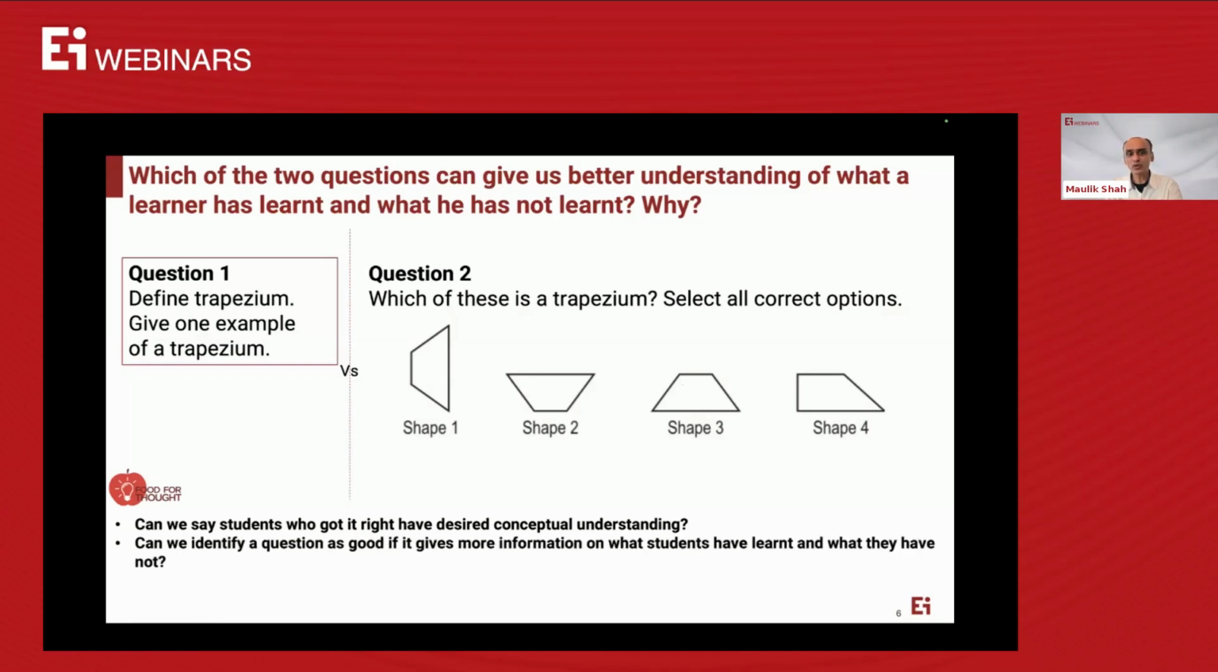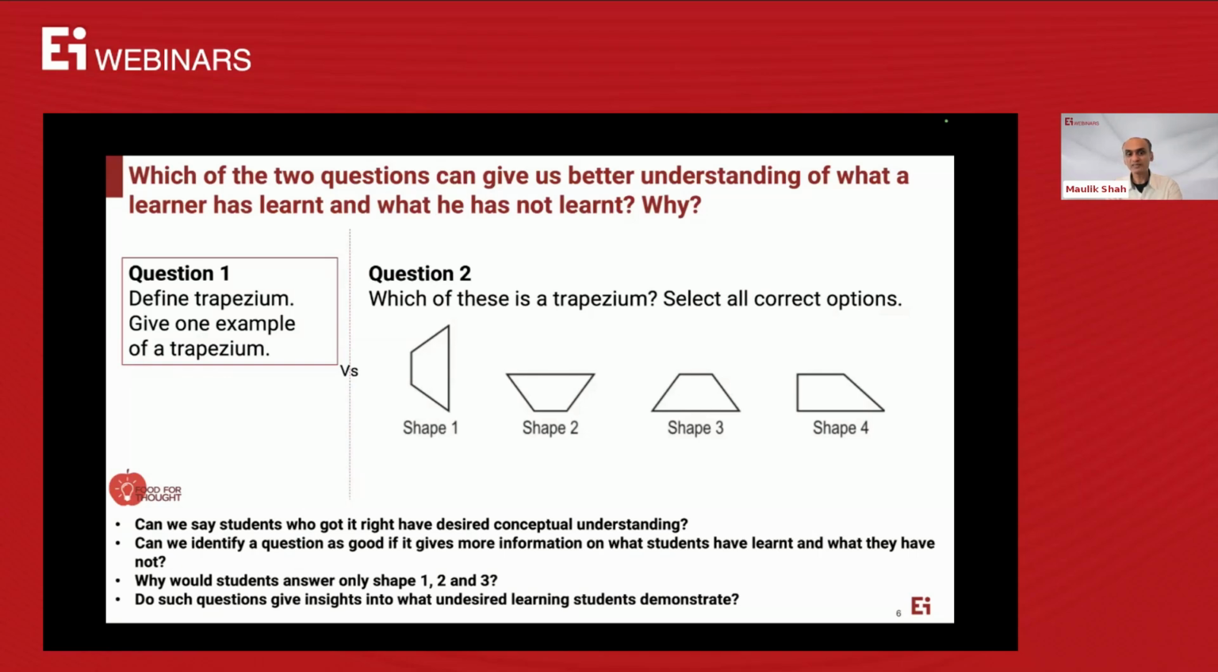Can we identify a question as good if it gives more information on what students have learned and what they have not? That should be one of the criteria to say a question is good or not, as per our belief. What do you say? Think about that. Why would students answer only shape 1, 2, and 3? What is the underlying belief?